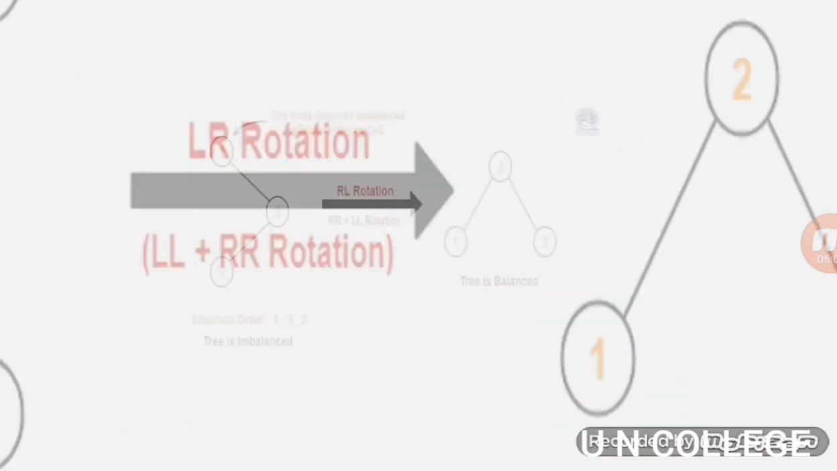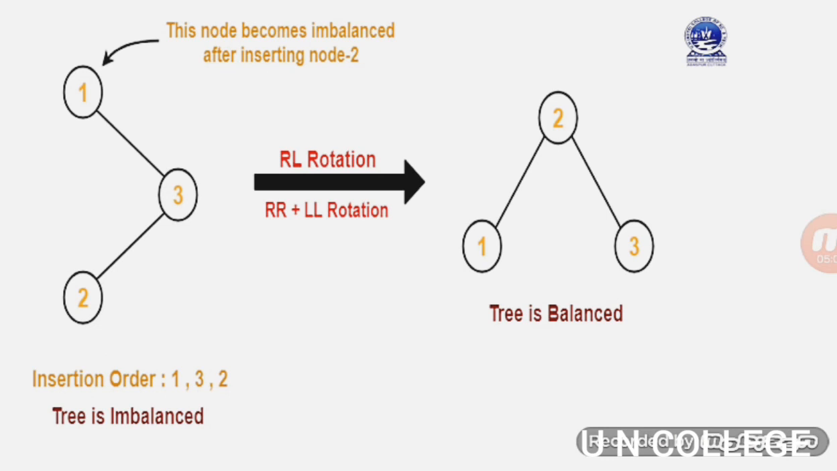Next one is RL rotation. Here I have represented that 1 is the root, 3 is the right child and 2 is the left child of 3. Here also we are performing two rotations, RR plus LL, and after performing them, 2 is placed as root, 1 is placed as the left child and 3 is placed as the right child.